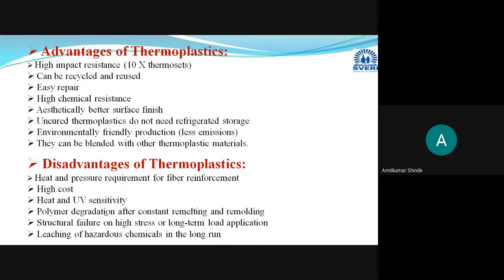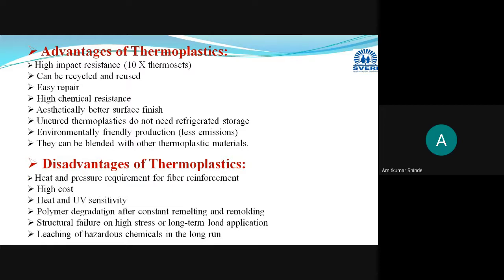Then polymer degradation will occur after constant remelting or remolding. What is the basic advantage here? You can do reshaping and remolding again and again, but some disadvantages are also there. During this reshaping and remolding process, some polymers may get degraded. After that, structural failure on high stress will be there. It means its load carrying capacity is very low.